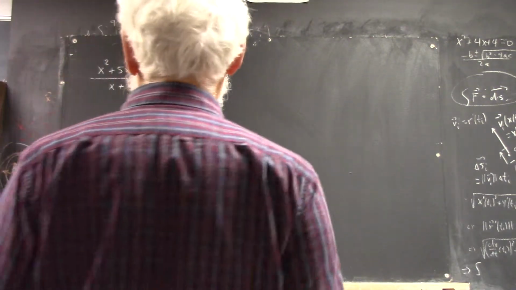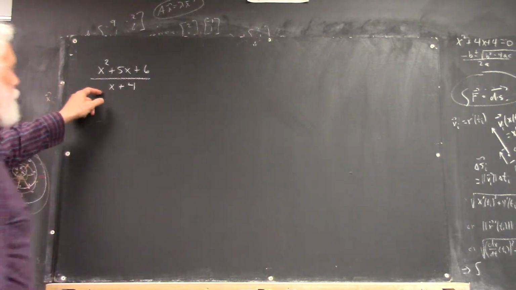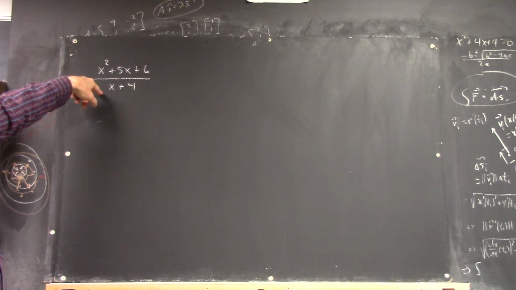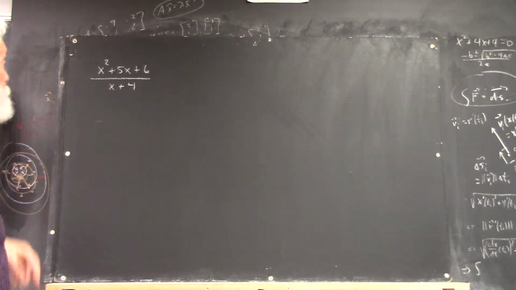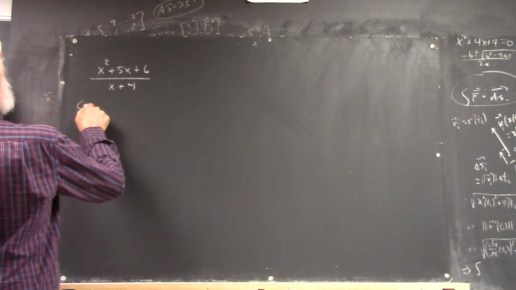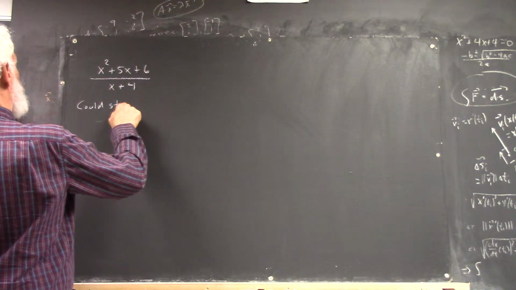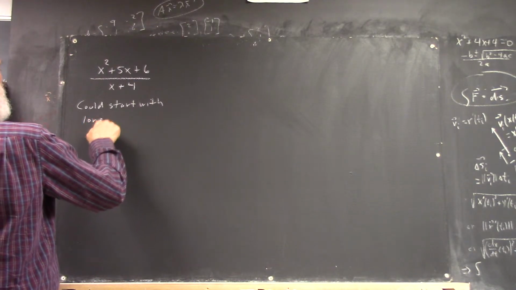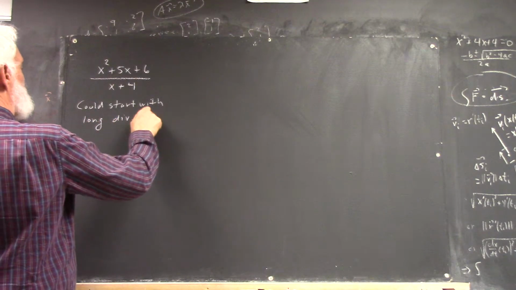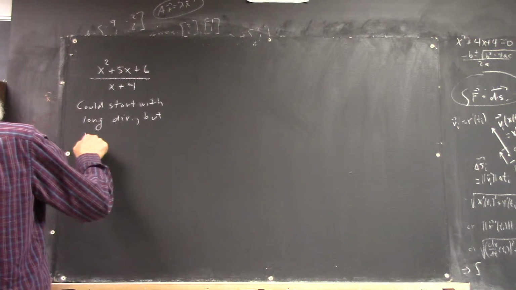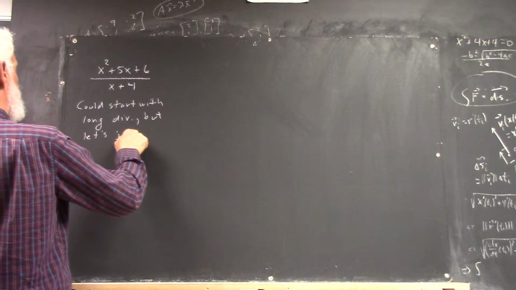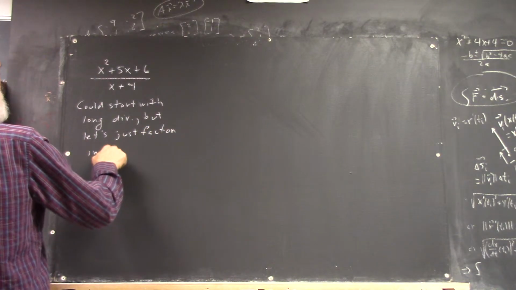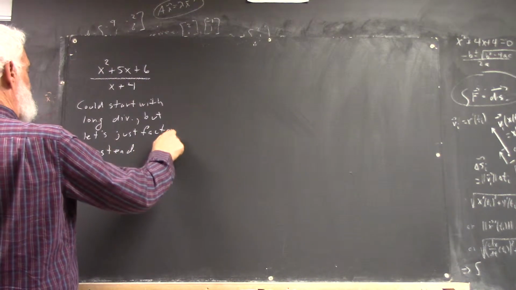Okay, so we're going to graph this function just by the methods we already know, just to review those methods. We could start with long division, but let's just factor instead. Factor.